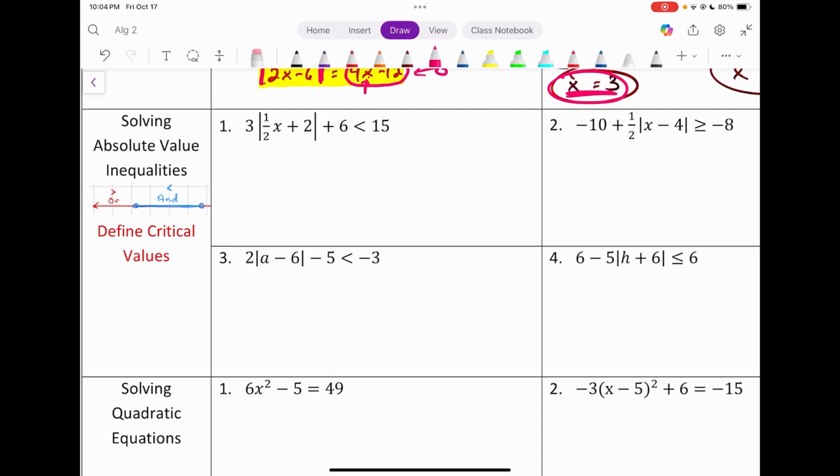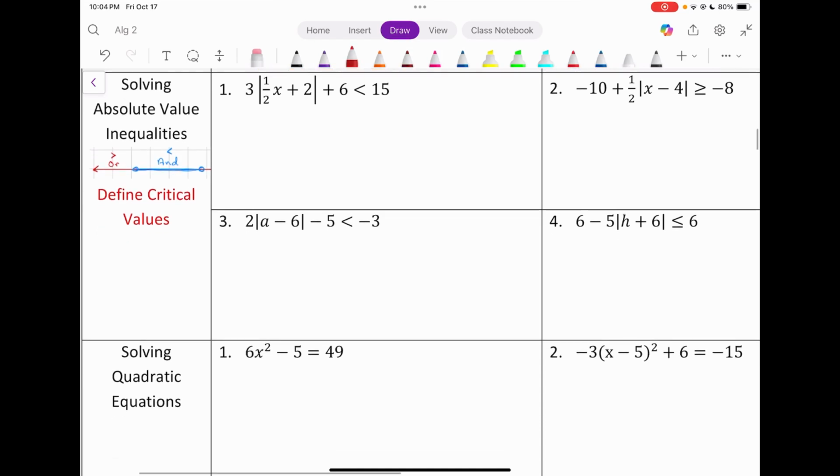Okay, let's solve some absolute value inequalities. Now we start these out the exact same way. To get rid of plus 6, I'm going to subtract 6. To get rid of times 3, I'm going to divide by 3. And I'm going to go ahead and do both of those in that first step.